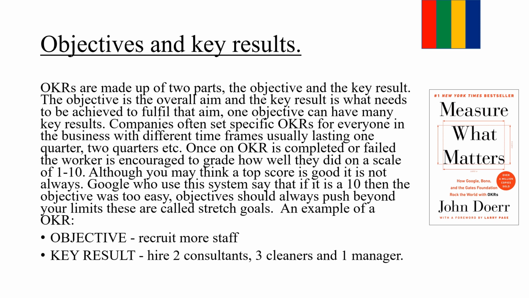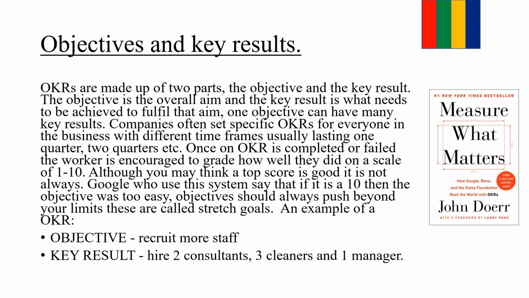2 quarters, or more. Once an objective key result is completed or failed, the worker is encouraged to grade how well they did on a scale of 1 to 10. Although you may think a top score is good, it is not always. Google, an avid user of objective key results, use this system and say if it is a 10, then the objective was too easy and the employee was not pushing himself hard enough to achieve goals. Objectives should always push beyond your limits. These are called stretch goals, as we've just discussed in the previous slide.